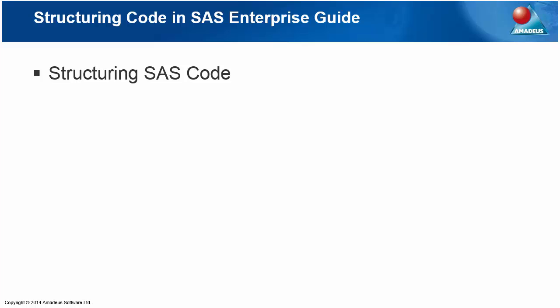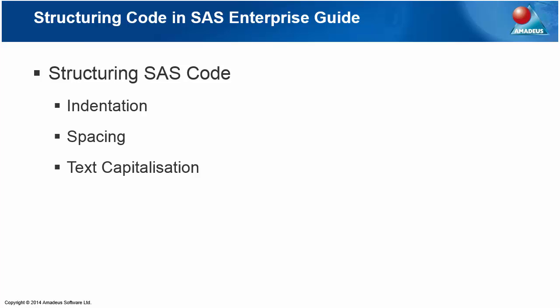Traditionally, SAS programmers were responsible for structuring their code in a logical and efficient manner. This included the proper use of indentation, spacing, and text capitalization to improve the clarity of programs. Across an organization, consistency is hard to achieve within programs, especially when produced by multiple programmers. Standards can be set, but are not always adhered to.